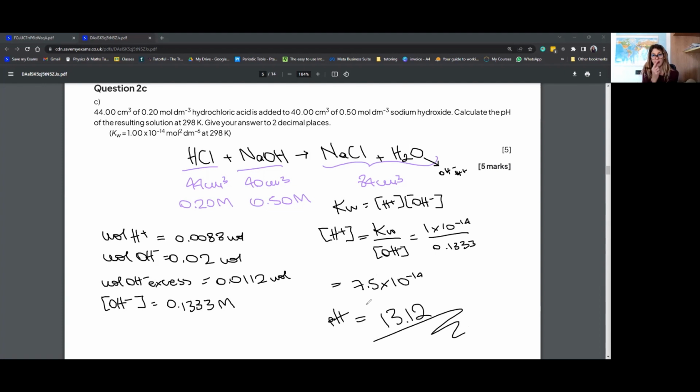So remember, a good habit with any calculation is that once you've done it, look back at the question to check if you've missed any step or if you are required to specify the decimal places or the significant figures, okay?